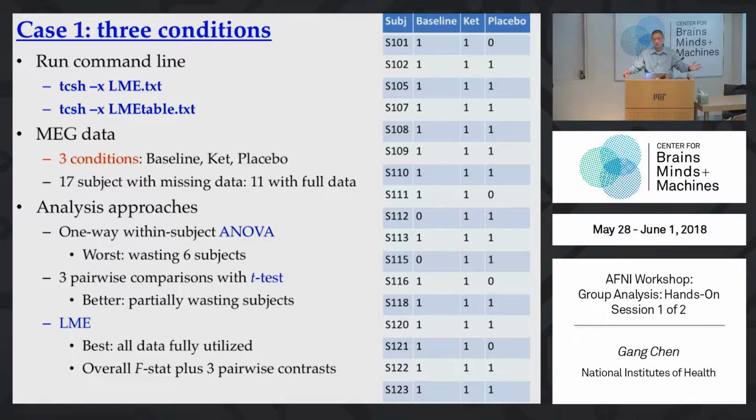We have to waste those 6 subjects. We have to sacrifice them. So that's the first ANOVA approach. Or you can do a pairwise comparison instead of doing ANOVA.